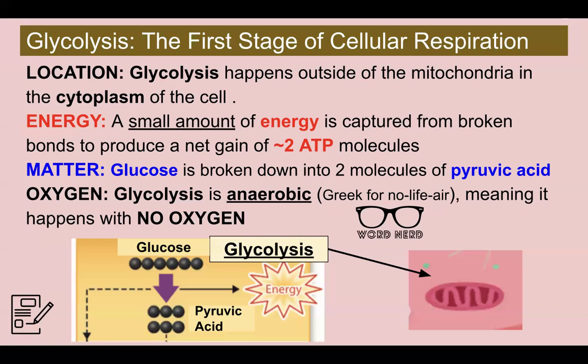And then oxygen needs. So glycolysis is what we consider anaerobic. And anaerobic is a vocabulary word, so you probably want to highlight it in here. Anaerobic, for my word nerds, is Greek for no life air, and the Greeks defined life air as oxygen. So anaerobic means that this happens with no oxygen. Glycolysis can take place with absolutely no oxygen at all. And this will be important when we get into fermentation.